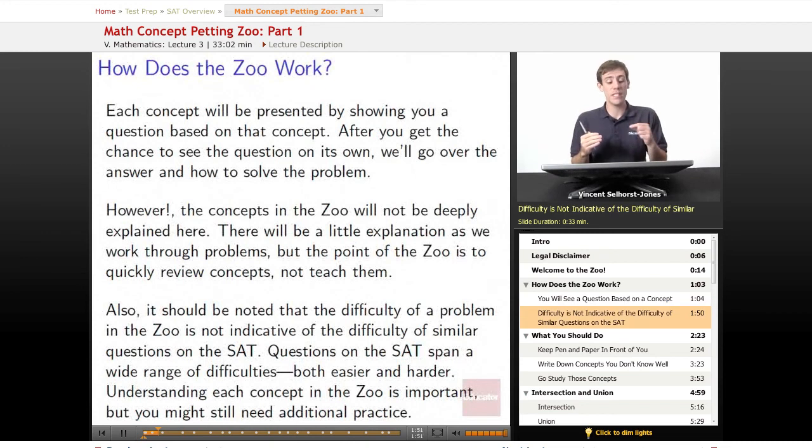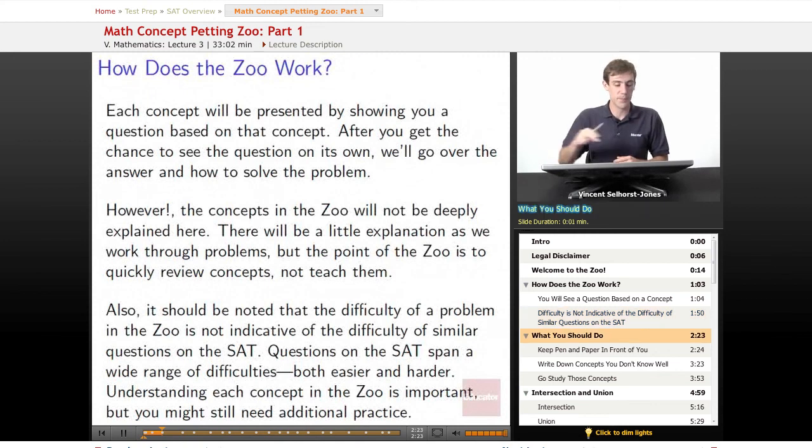Also, I want you to note that each of the problems in the zoo is going to have some difficulty, but that's not necessarily going to be the difficulty of any similar problem you'd see on the SAT. That doesn't mean that all of these are easier or they're all harder, but questions on the SAT span a wide range of difficulty, from really hard to really easy. So if you see something in the zoo and you understand it, that's great, but you still might want to practice it a bit more because you might see even harder ones on the SAT. But understanding the zoo is something you need to have under your belt before you're even going to be able to get to a more advanced level with each of these concepts.